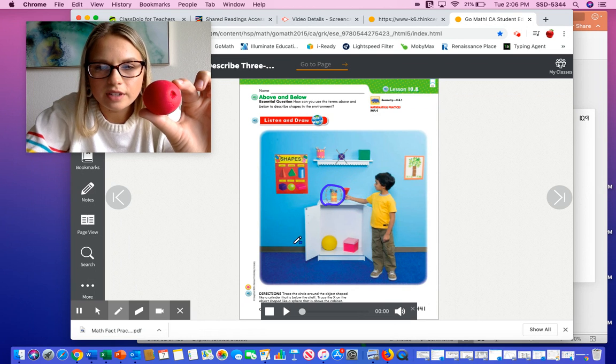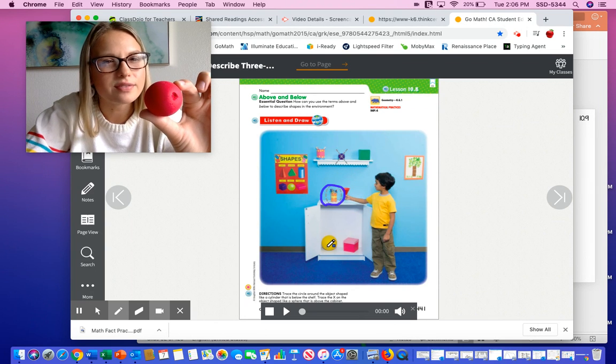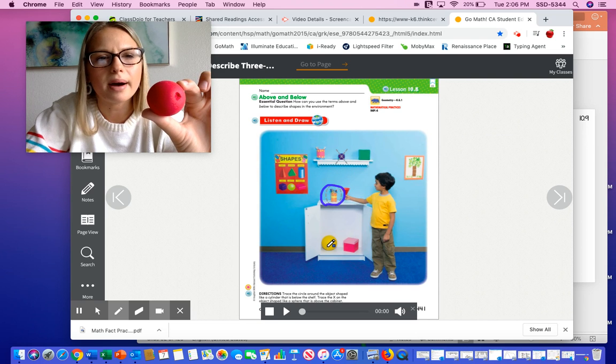Where is there a sphere above the cabinet? This is a sphere, right? But that's not above the cabinet. So we need to look above the cabinet. Is that a sphere? Is that a sphere? Oh, that's a sphere. Put an X on it.